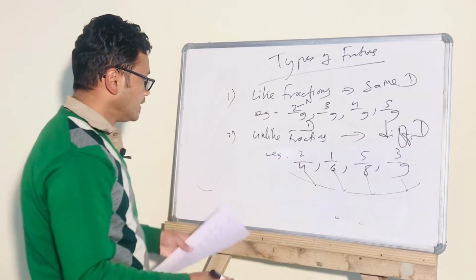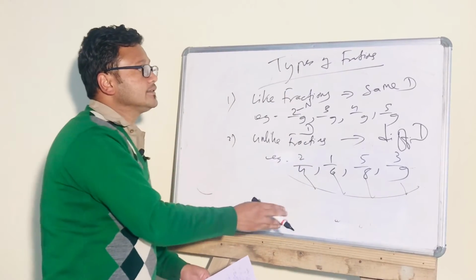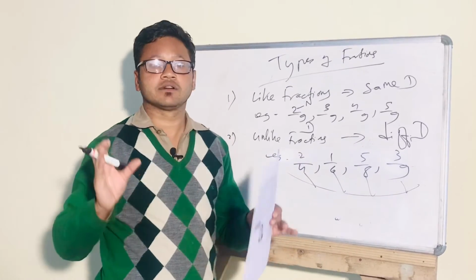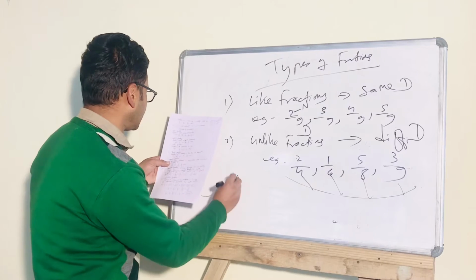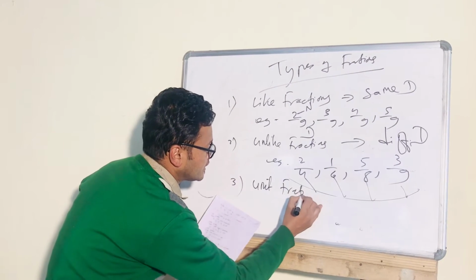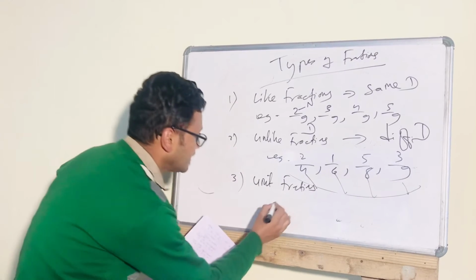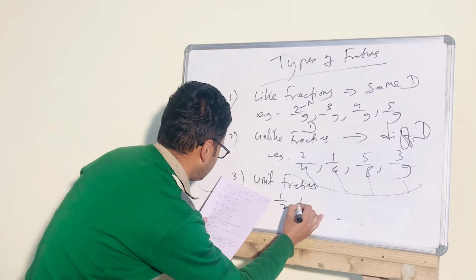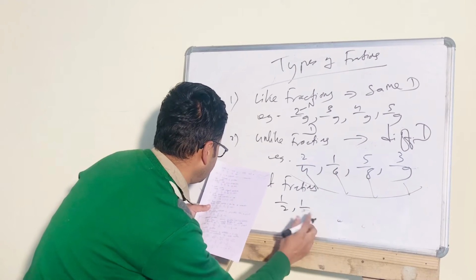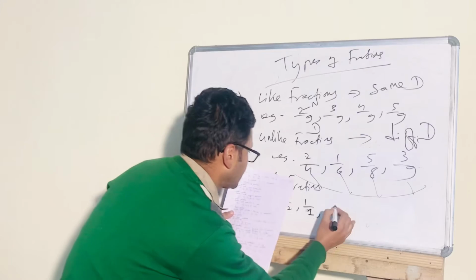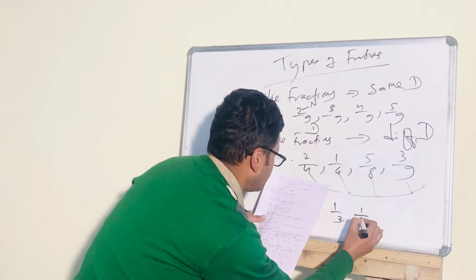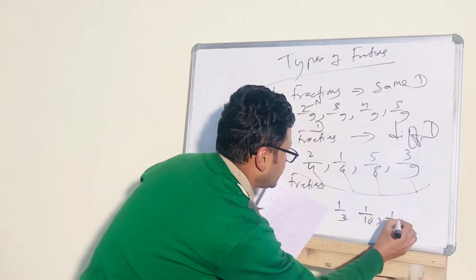So these fractions are called unlike fractions. It's very simple. Students must know these types of fractions before starting the calculations of fractions. Number 3, the unit fraction. Unit fractions means 1 by 2, 1 by 4, 1 by 1, 1 by 3, 1 by 10, 1 by 8, etc.